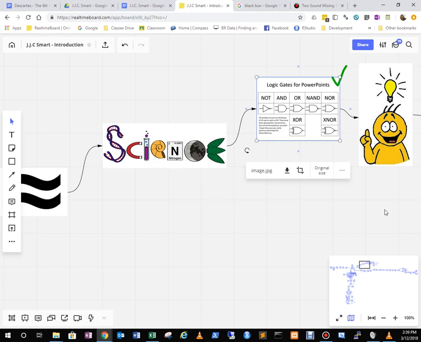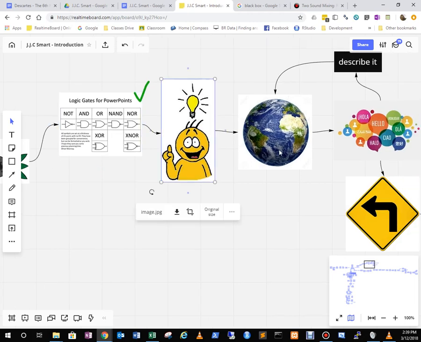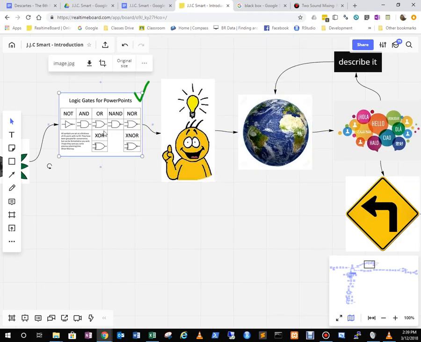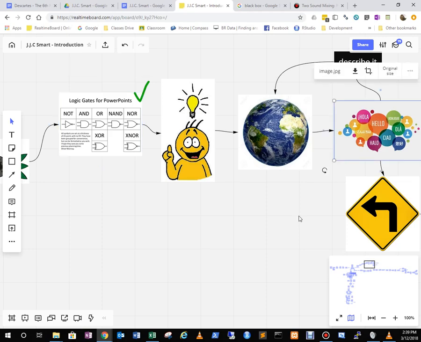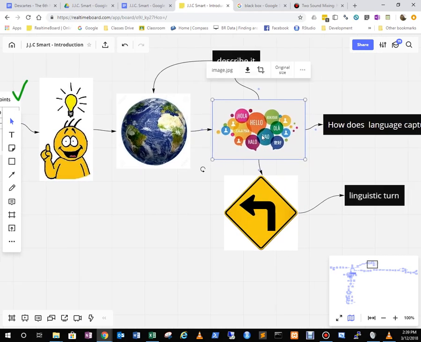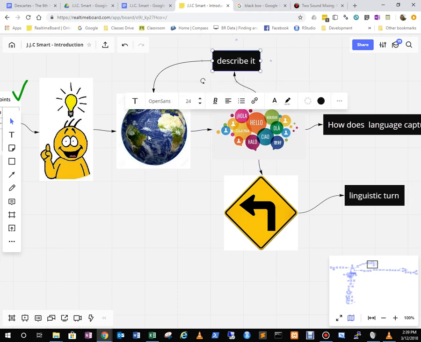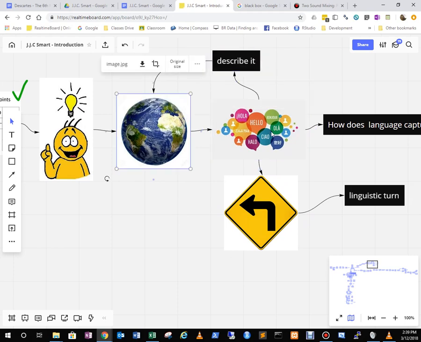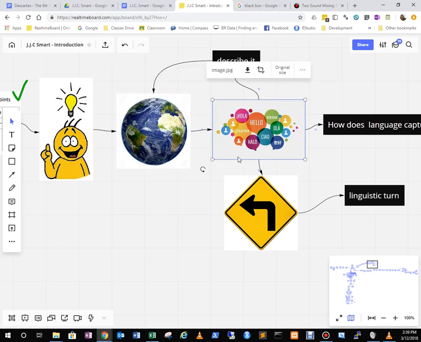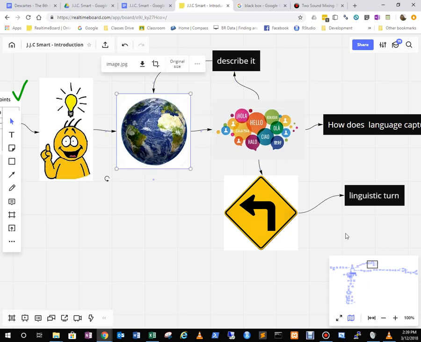Okay? And so, in order to understand the world that we live in, it's not just important to look at how we look at logic, but how does language reflect logic? And therefore, how does language capture our understanding and the description of the world? How does language capture logic? And how do we use language to describe the world that we live in, right?